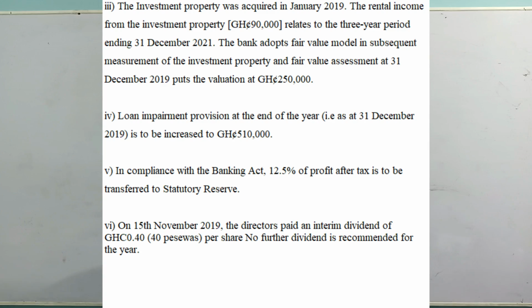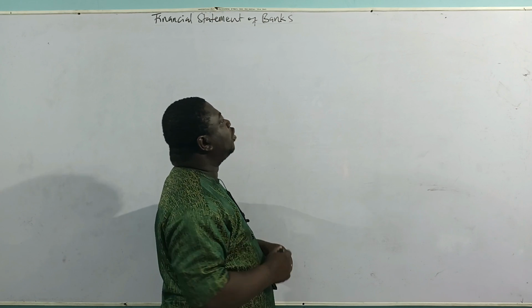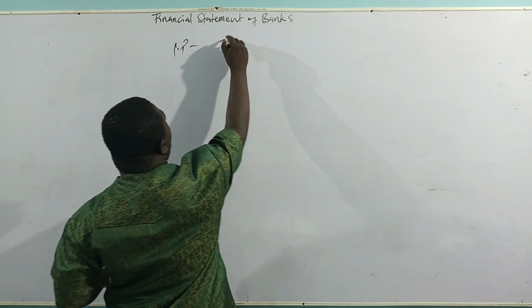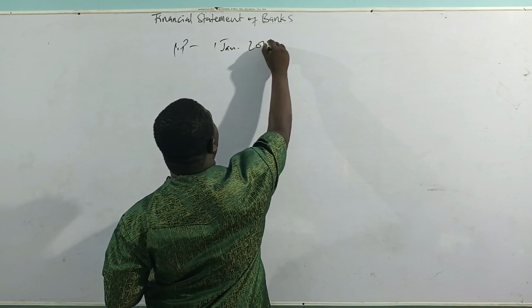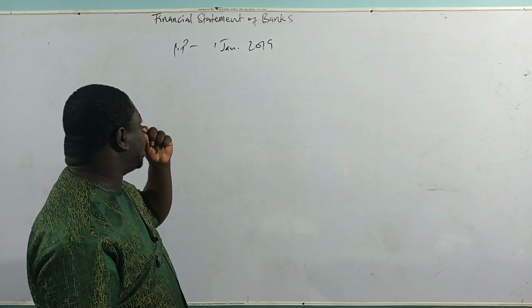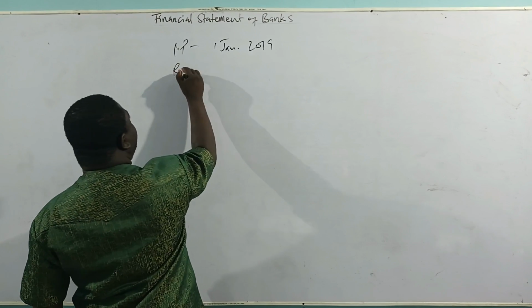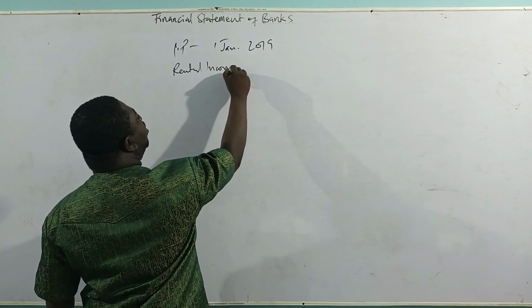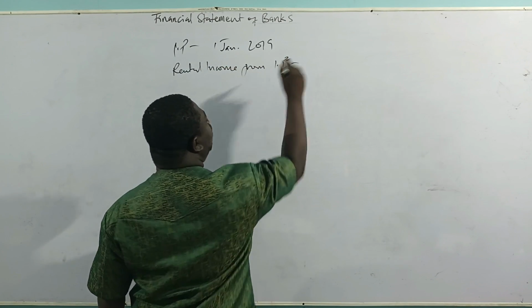Then we move on. So the third additional information is on investment property. We are told that the investment property was acquired in January 2019. So this year, we just acquired it this year. The rental income from investment property of the 90,000 Ghana cedis relates to 3 years period ending 31st December 2021. So you see, we are told that the investment property, IP, was acquired on 1st January 2019. And that is the same year in which we are preparing this account. And in the trial balance, remember we saw something like a rental income from investment property, which I told you that it is not part of operation income.